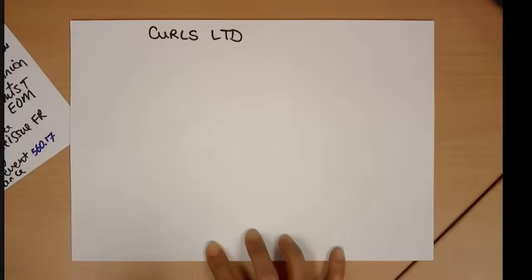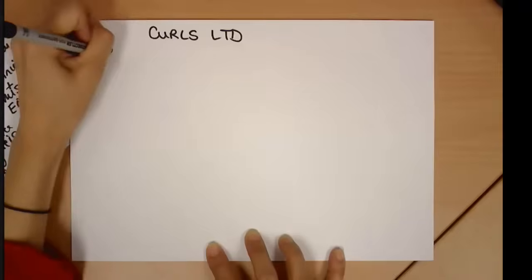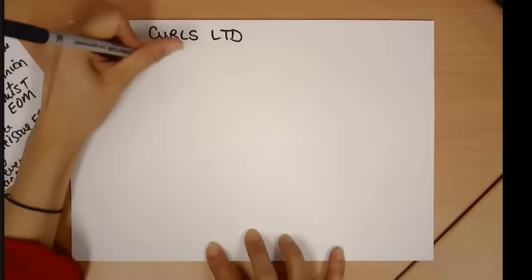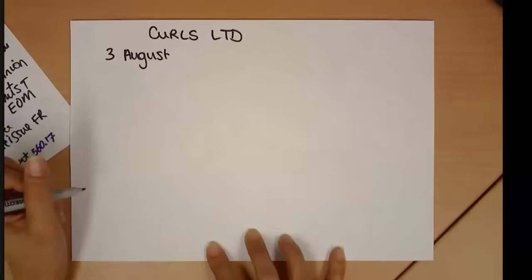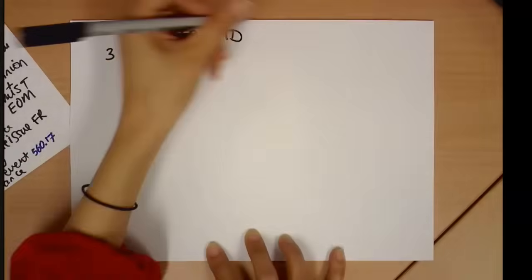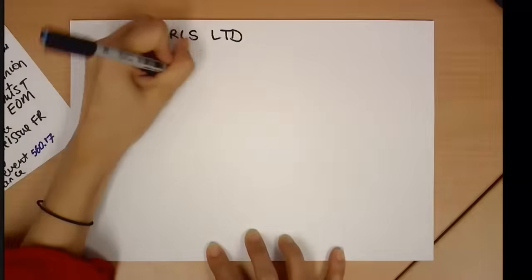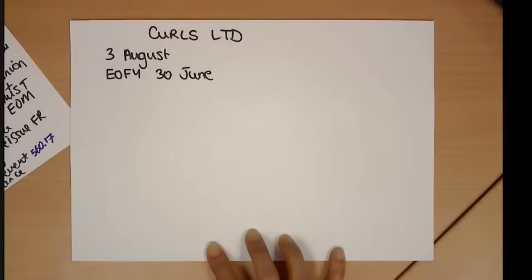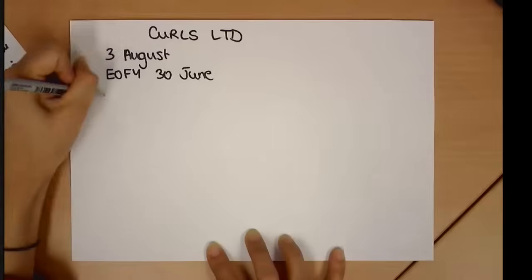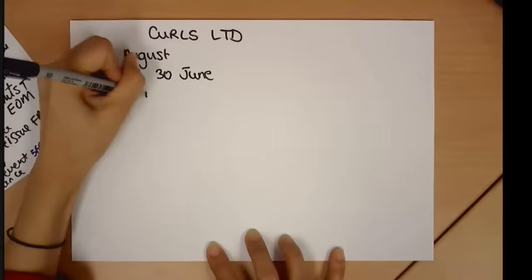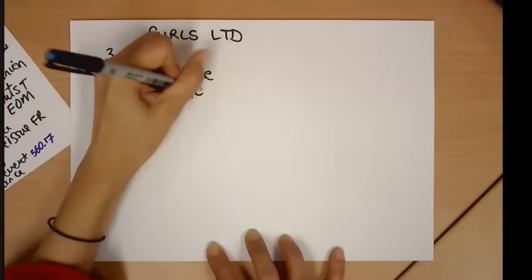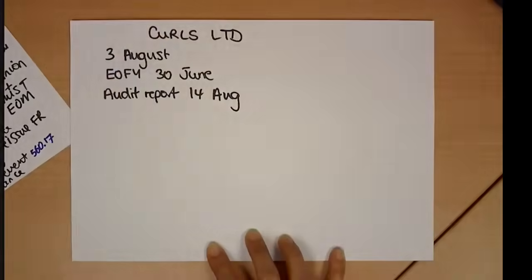So it's currently the 3rd of August, and we're given a few bits of basic information. Our end of financial year is 30th of June. And we're also told that the audit report is due to be signed on the 14th of August. So, audit report, 14th of August. Okay, so we're going to go through a number of different procedures here. There's a number of different scenarios.